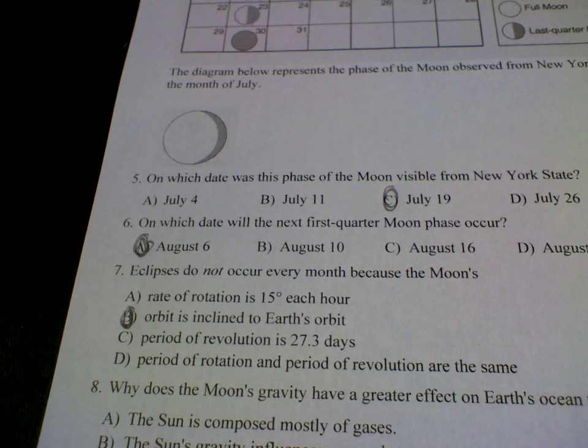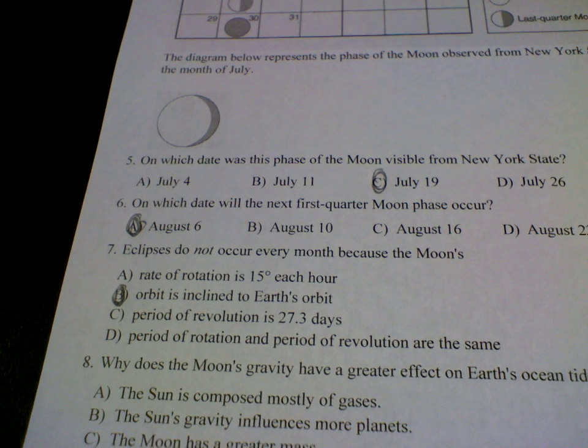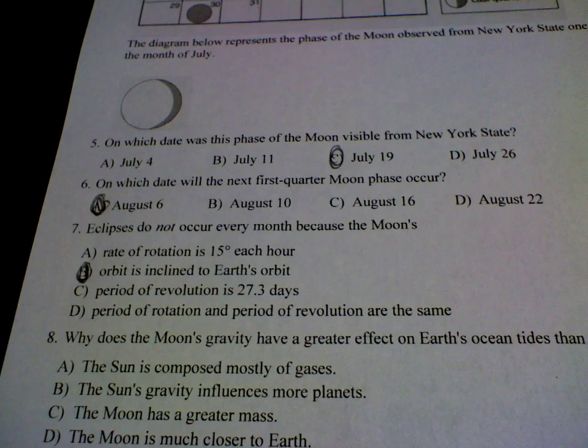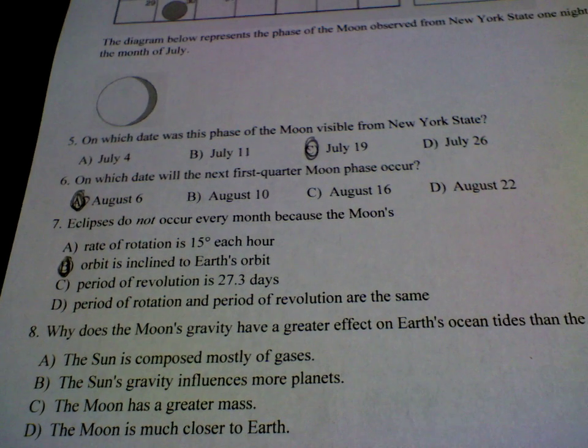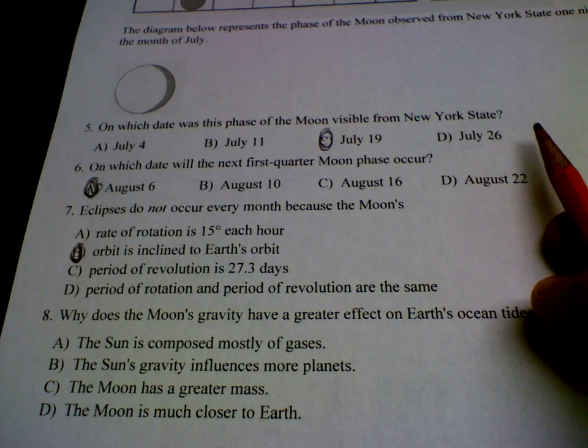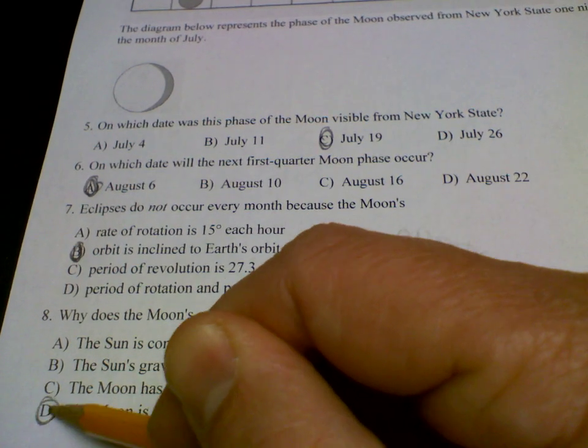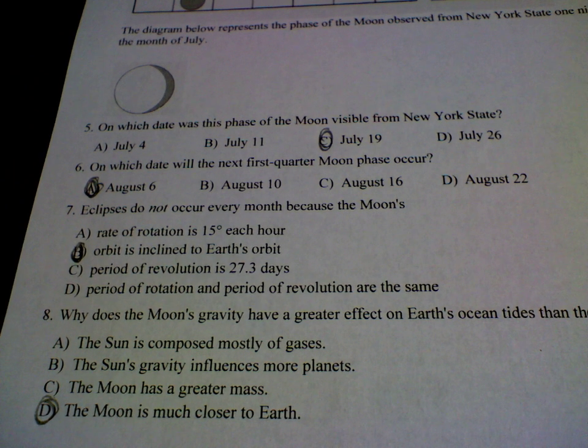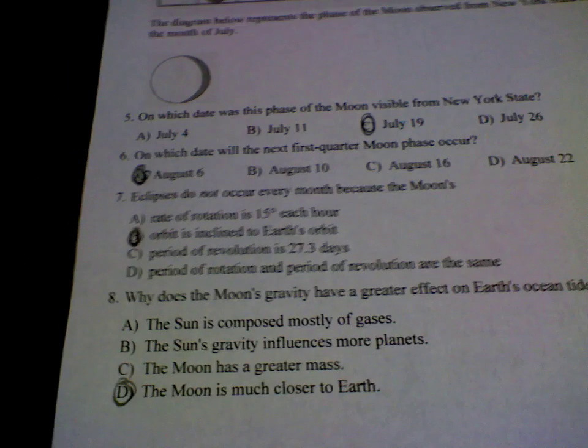And why does the moon's gravity have a greater effect on our tides than the sun's gravity? And I mean, think about it, the sun is much larger than the moon, but the reason why the moon has so much more pull on Earth is because it's really close to us. So 8 would be D. The fact the moon is much closer to Earth, there's a lot more gravitational pull. That takes us 1 through 8.